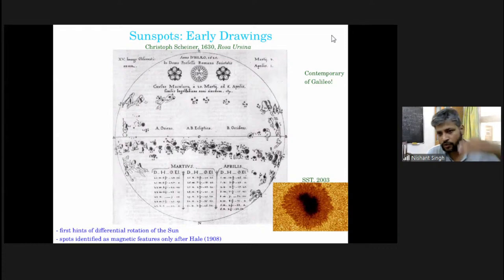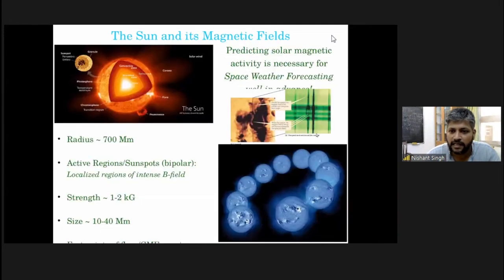because the dark spots close to the equator were moving faster. The dark spots that were away from the equator were moving slower. That was the first evidence of differential rotation, already back in the 1630s. But these dark features were not identified as magnetic features. They were first identified as magnetic features only after Hale discovered the Zeeman splitting in those features, exactly like this.